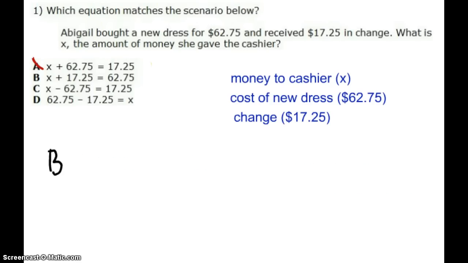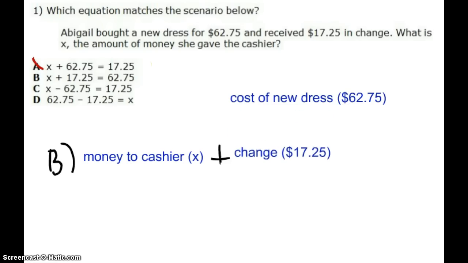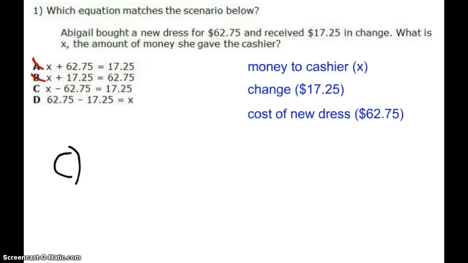Now let's look at B. So B is X, so money to the cashier, plus the change, $17.25, equals the cost of the new dress. So you give money to the cashier and you add in the change, and that equals the cost of the dress. No, that also does not make sense. So it's not B.